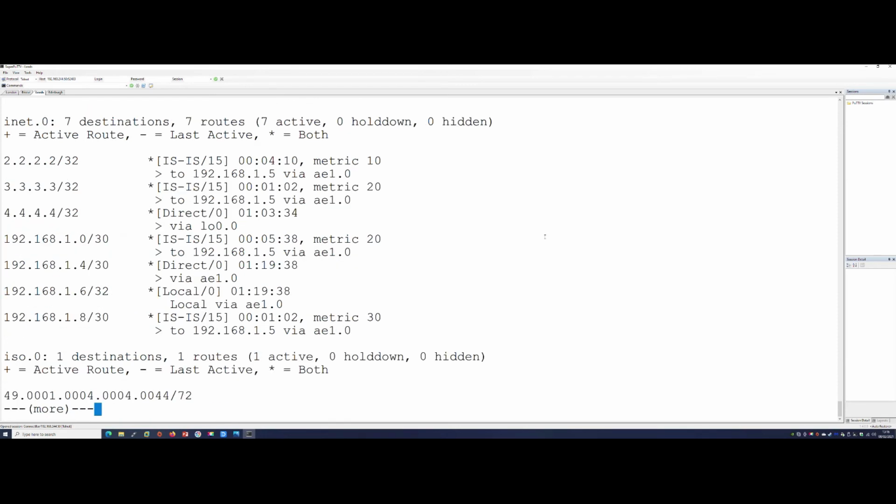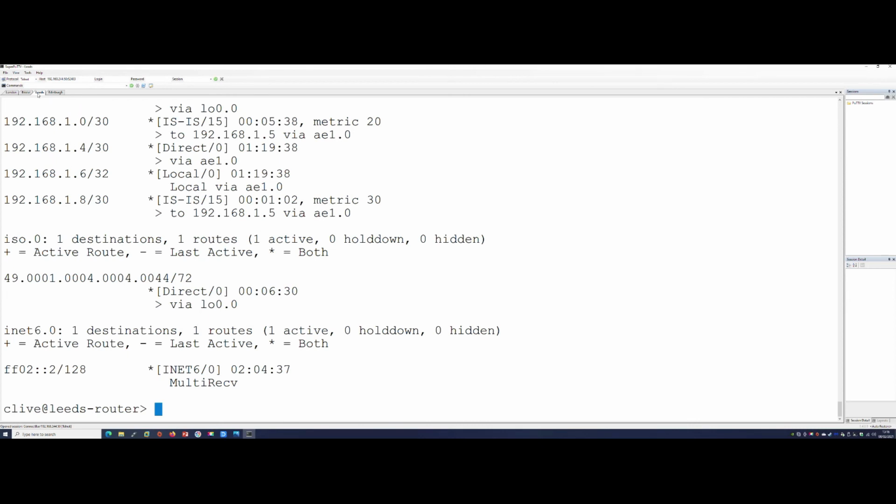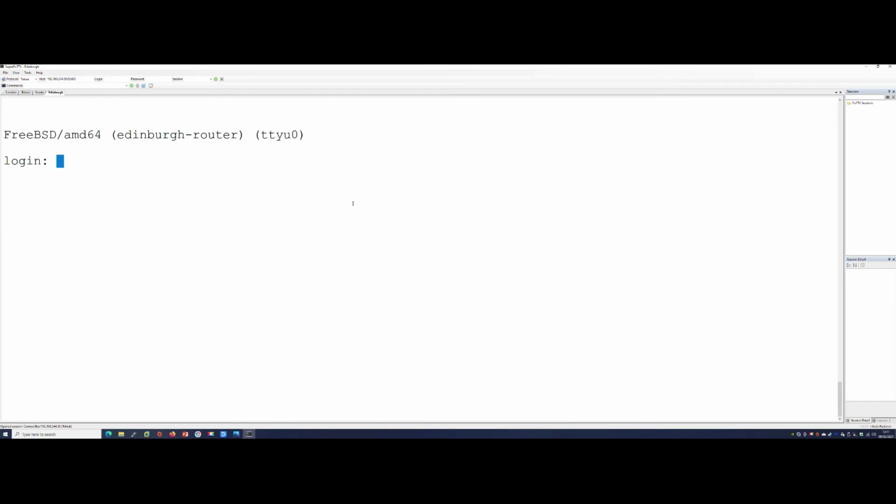So let's go back to Leeds and have a look at our routing table. Okay, so we can see 2.2.2.2, 3.3.3.3. So that's London and that's Bristol. It tells us how to get there, and that's fine. So it says to get to 2.2.2.2 via London, because that's the correct route. Okay, so at the moment we don't have the 5.5.5.5 in there because we haven't yet configured Edinburgh. So let's go ahead and configure Edinburgh.